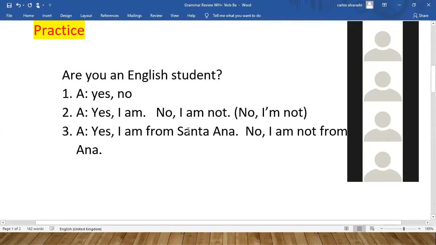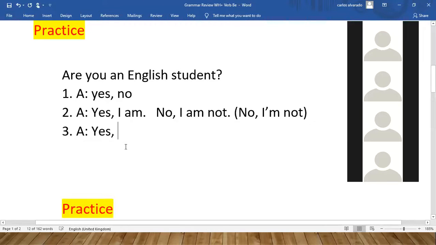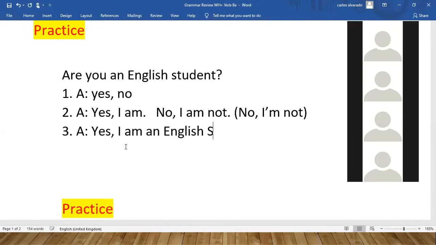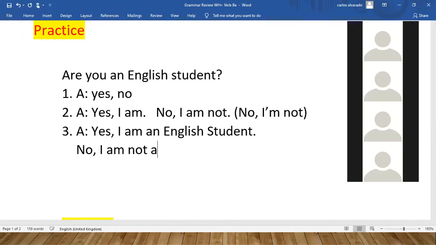Yes, I am an English student. Uh-huh, very good. La voy a escribir aquí. Okay. Yes, I am an English student. ¿Y si no fuera el caso? No, I am not an English student. Very good, very good. Okay, excellent. Ahí está. Okay.